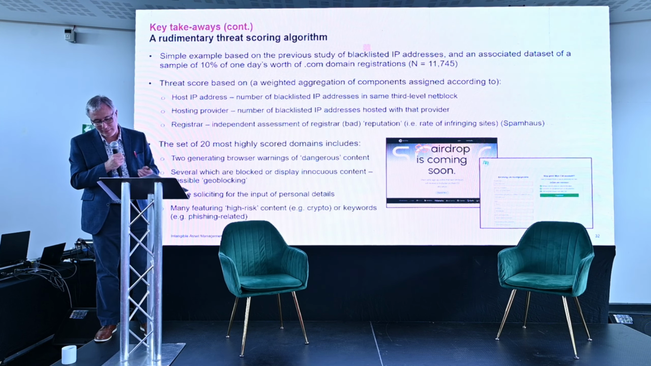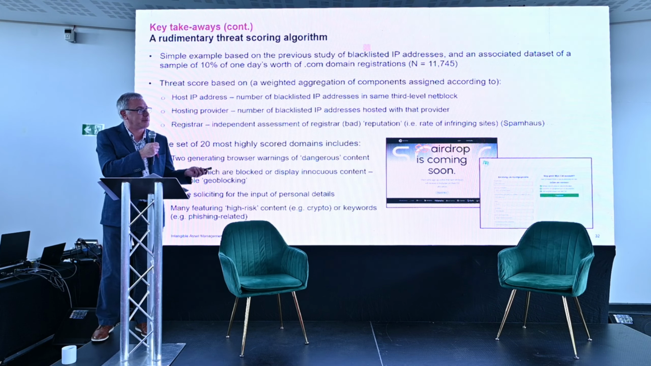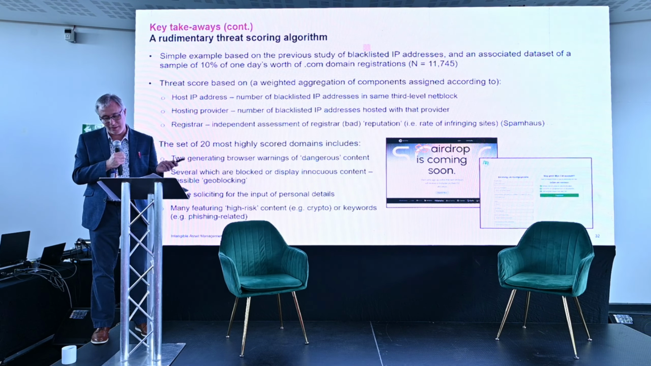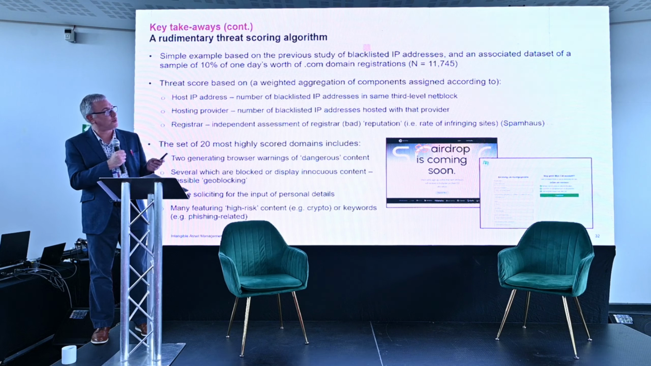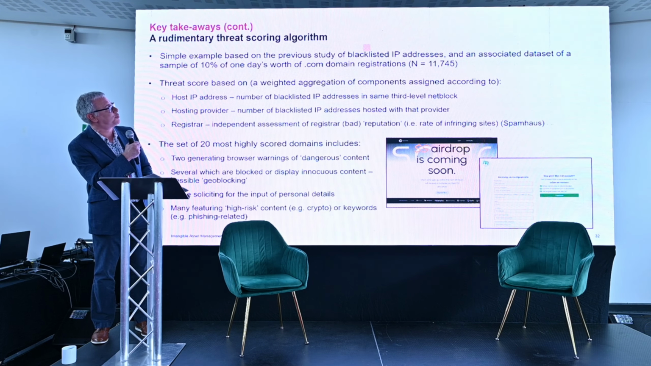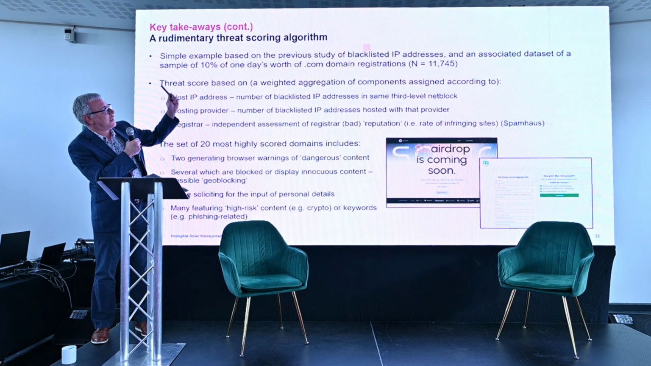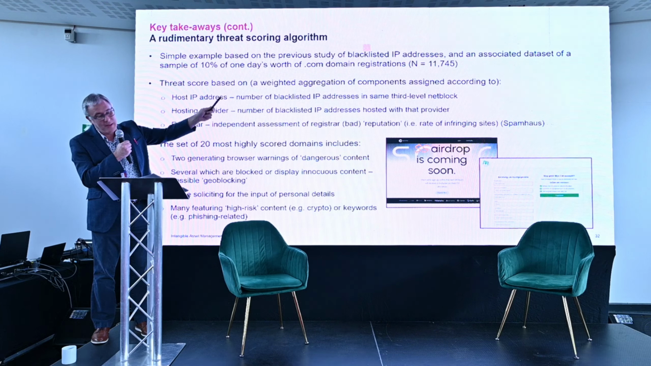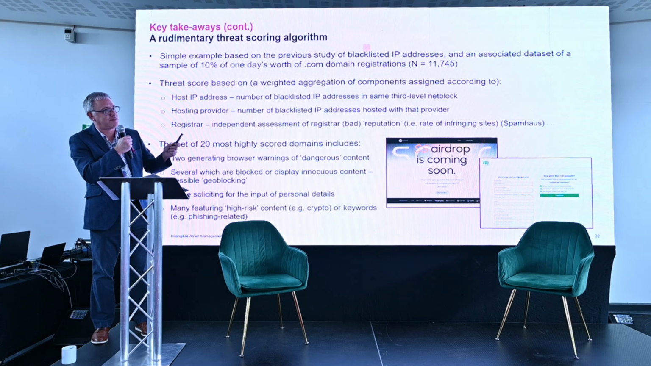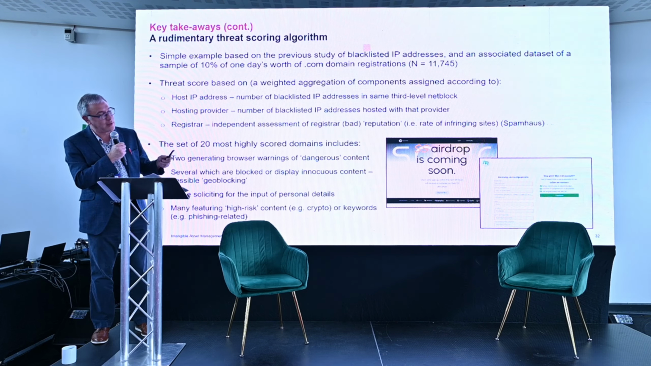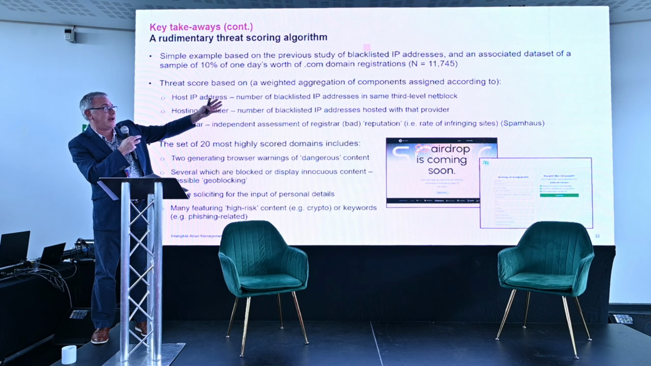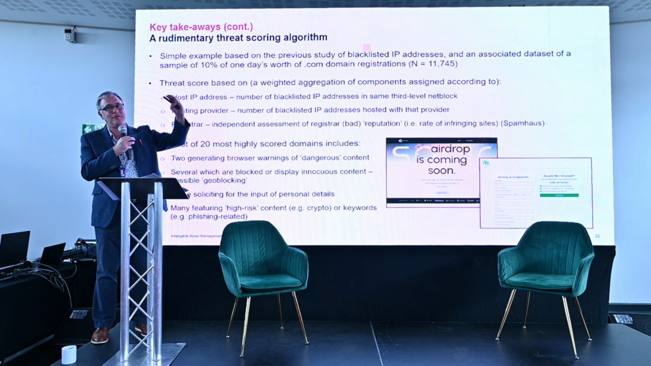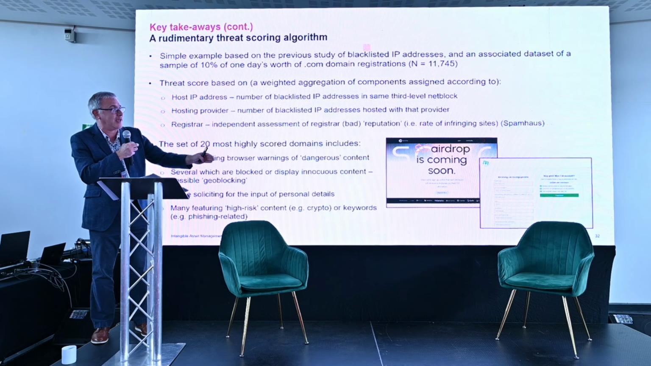So does it work? It does. Unsurprisingly, otherwise I wouldn't be talking about it. This is a very, very simple idea of a very rudimentary threat scoring algorithm. What we did here was a simple look at a set of 10% of one day's worth of .com registrations, about 11,000 domains in the data set. And we used the insights from things like the blacklisted IP addresses and some of the other factors I've talked about, so the high-risk registrars, hosting locations, and so on, to build a rudimentary threat score, which we applied to that set of domain names to see if the ones that float to the top genuinely tend to be higher risk.